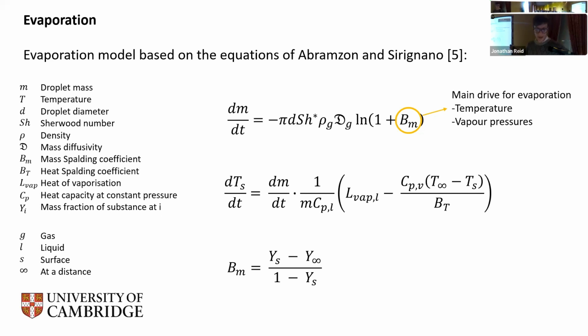In terms of evaporation, it was fairly straightforward. I used an evaporation model based on the equations of Abramzon and Sirignano that follows the d-squared law and can be generalized to include other more complicated scenarios as well. The evaporation is controlled by this Spalding mass transfer number, which depends on the temperature and the vapor pressure of what's being evaporated away. These are just a series of coupled differential equations that can be solved numerically.